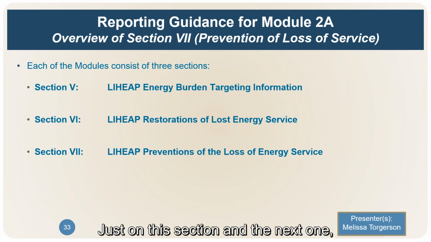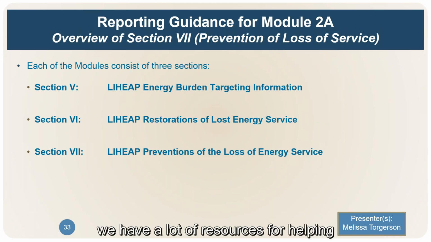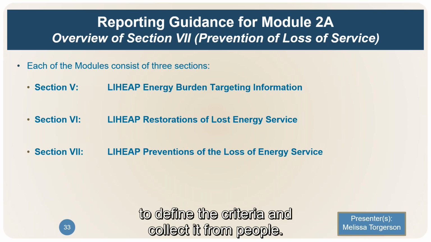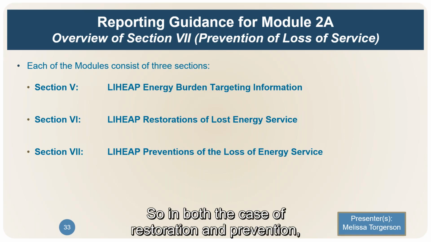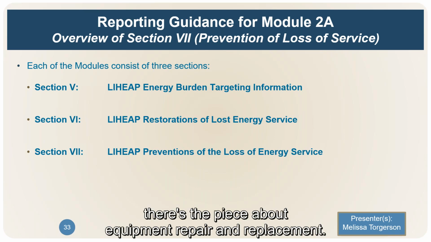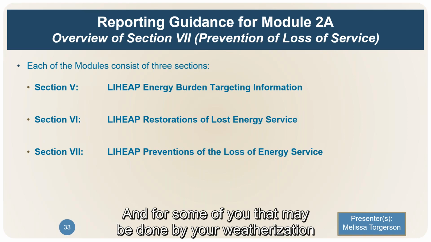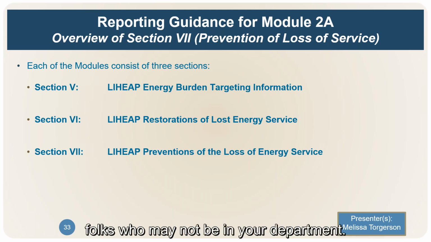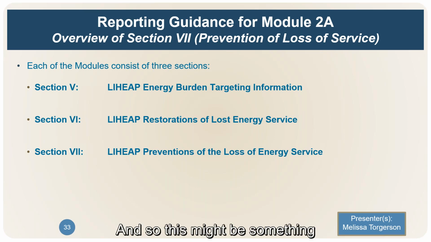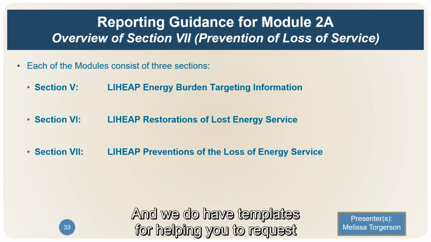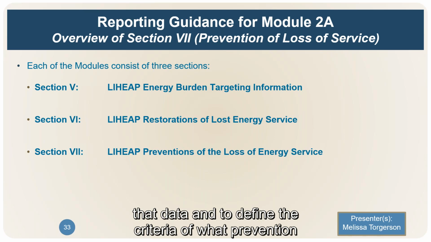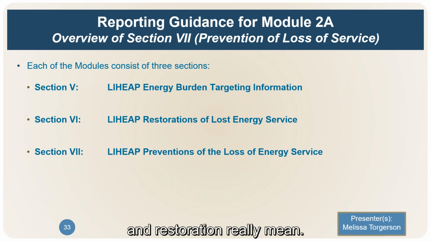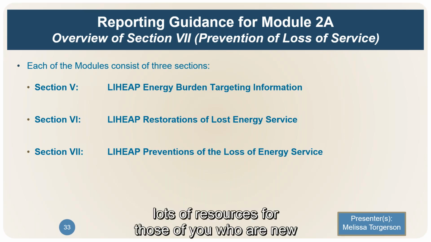Just on this section and the next one, we have a lot of resources for helping to define the criteria and collect it from people. So in both the case of restoration and prevention, there's the piece about equipment repair and replacement. And for some of you, that may be done by your weatherization folks who may not be in your department. And so this might be something you need to request from them. And we do have templates for helping you to request that data and to define the criteria of what prevention and restoration really mean. So once again, lots of resources for those of you who are new and maybe struggling a bit with this.